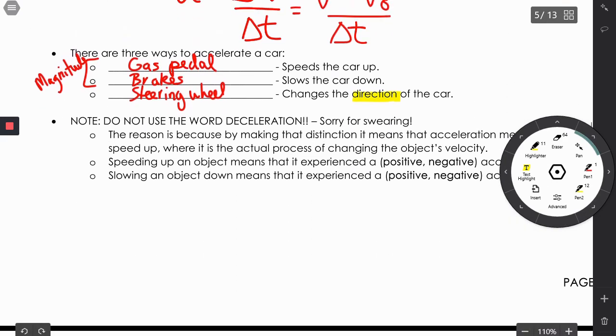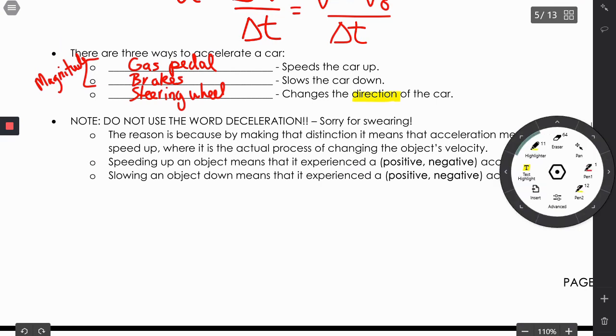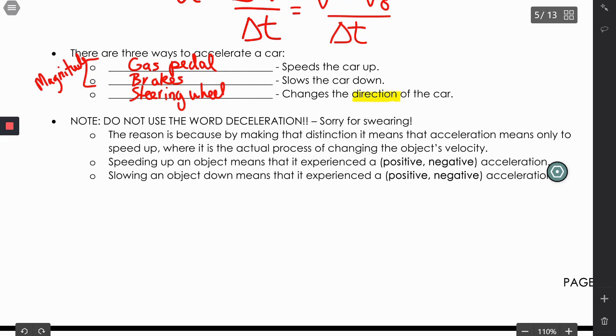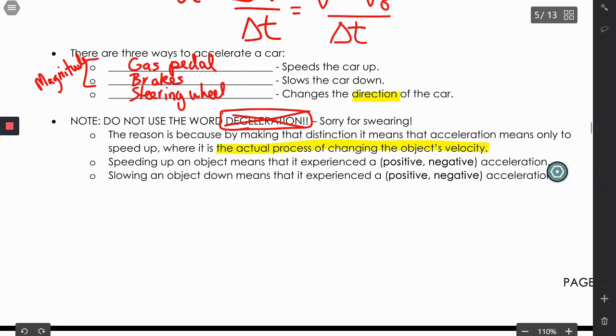Now, this is just a little pet peeve of mine, and I apologize for writing this word in here. I don't generally use it. To me, it's not a nice word in physics, and that's the D word right here that you can see. I won't even say it. The reason we don't use that word here in physics is that it makes the distinction that acceleration means only to speed up. So you're pigeonholing acceleration to be just speeding up, when in actuality, acceleration is the whole process of changing the velocity of the car, or the object.